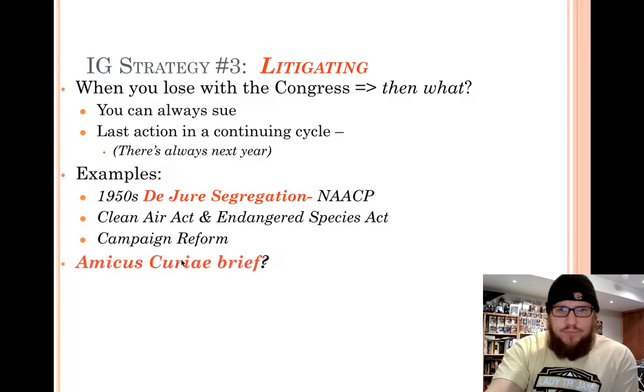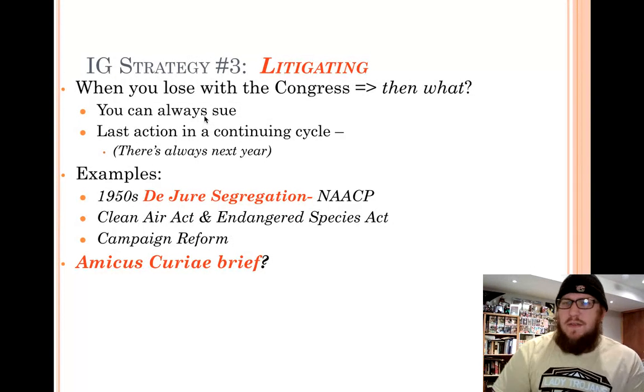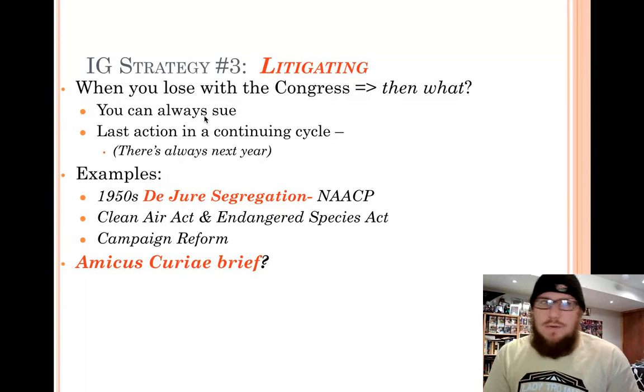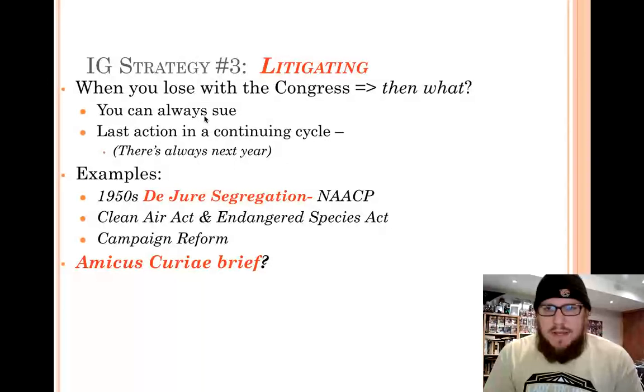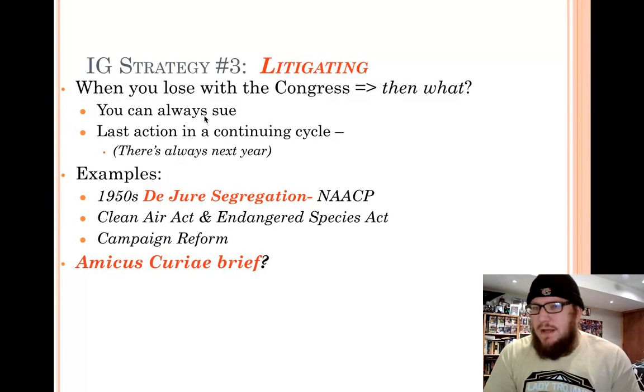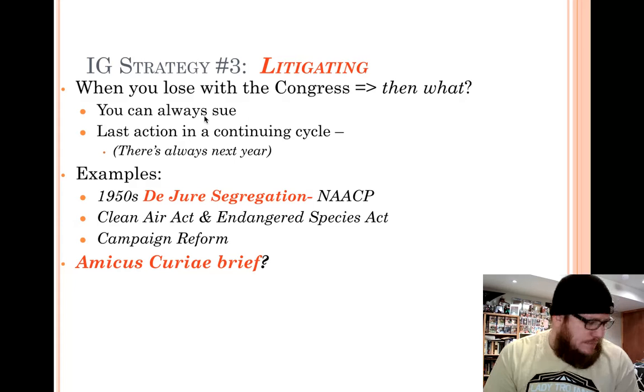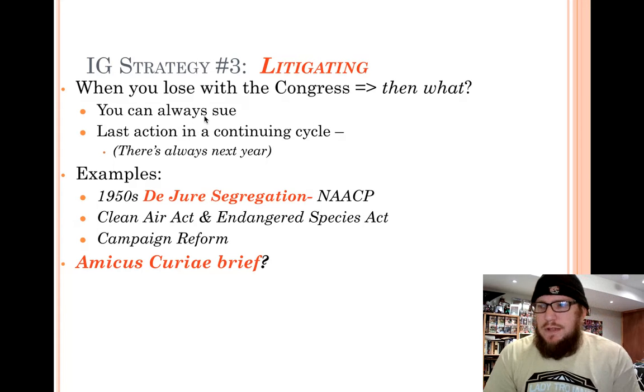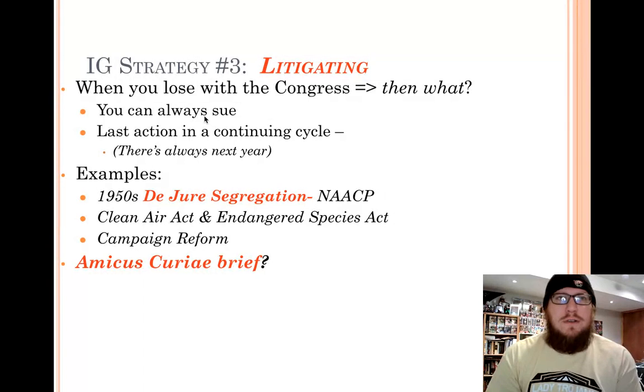Amicus curiae briefs are something that they can do if there's an existing lawsuit. An amicus curiae brief literally means friend of the court. So if there is a lawsuit that does not directly involve an interest group, but the interest group cares about the outcome, they can write a legal brief to submit to the court, persuading the court members toward an interpretation of the law or the Constitution in one way or the other.